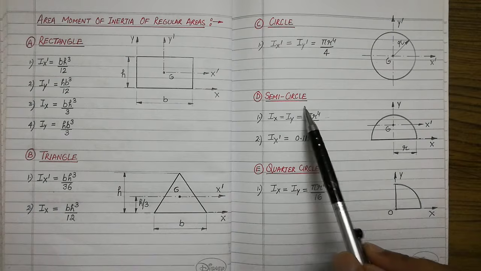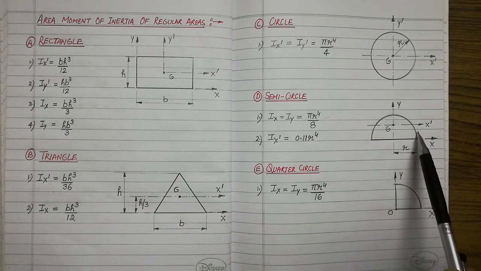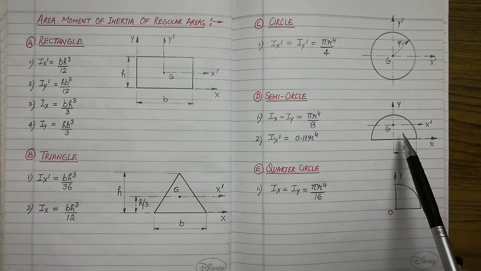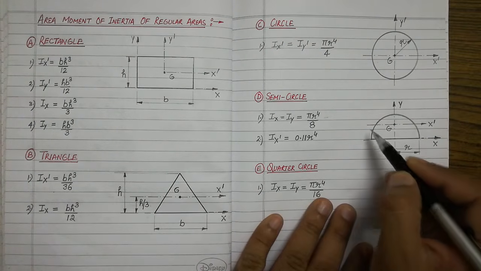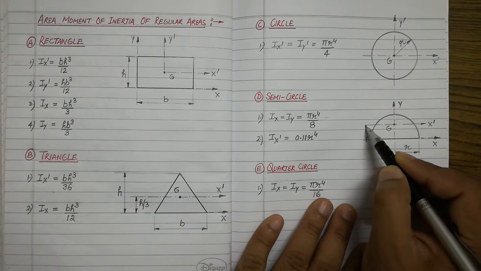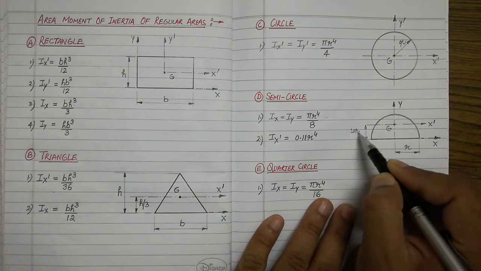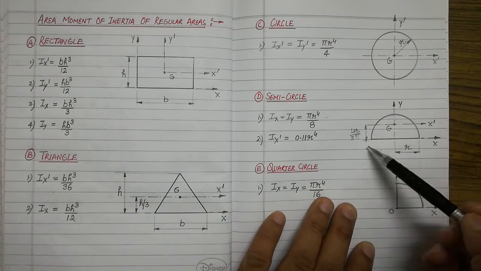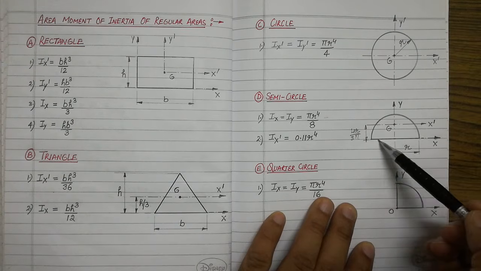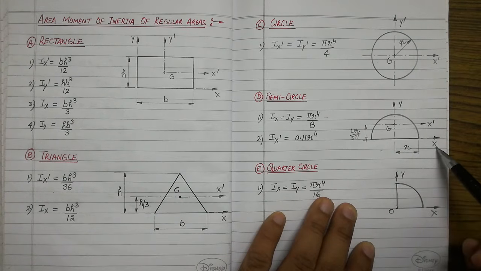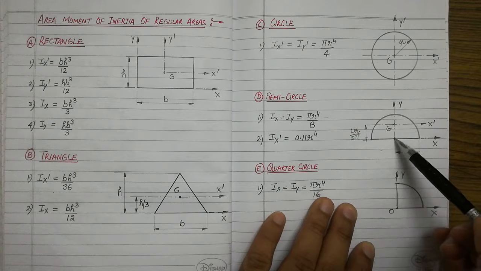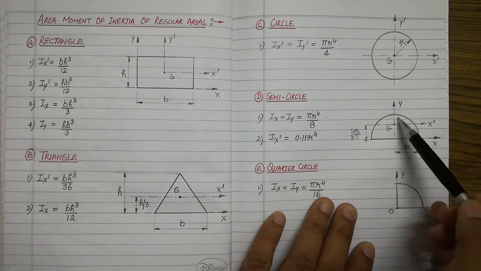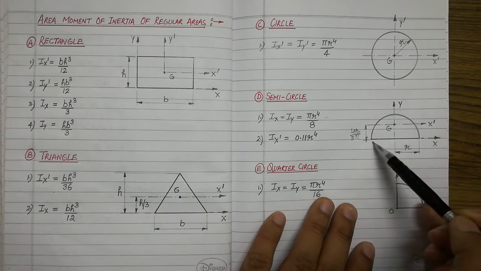Next is semicircle. Now over here we are given one semicircle and its radius is again r units. Its centroid is shown, and we know that this centroid is at a distance of 4r by 3 pi from its base. Now three axes are shown. First axis is passing through the base of the semicircle along x direction, labeled as x. Second axis is the axis of symmetry, labeled as y. And third axis is passing through the centroid of this particular semicircle, and it is parallel to its base, labeled as x dash.